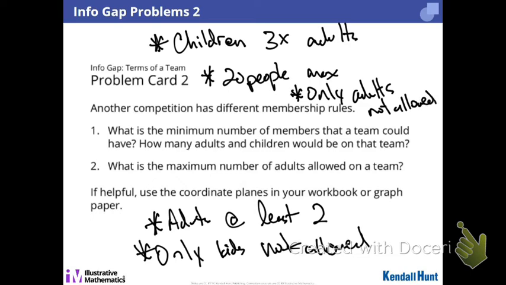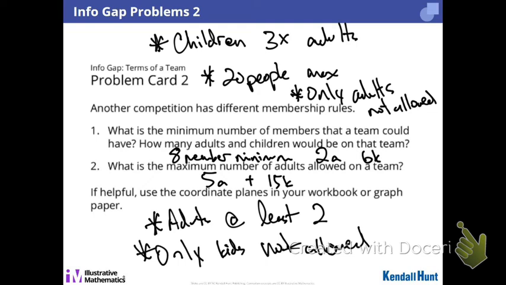So take 30 seconds to get your ideas together with your partner. 8 is the minimum number of members on the team, and adults should be 2 and children should be 6. Because if we have to have 2 adults, we have to have at least 6 kids, right? That'd be the lowest number since we have to have at least 2 adults. Okay. What's the maximum number of adults then? Ellie? 5, because 5 adults means 15 children. So 5 adults, and 15 kids, and that's your 20-person max?